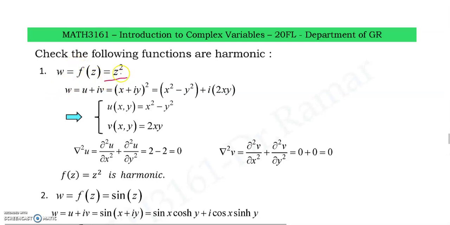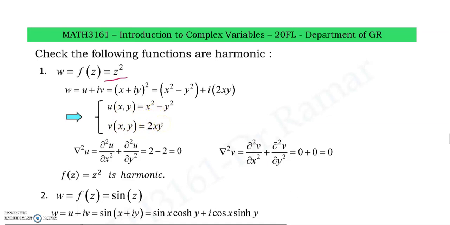Now what is z? We know that z is x plus iy. So write x plus iy for z, then you make the square, that is x square minus y square plus i2xy. Now what is f of z? We know that it is u plus iv. So what is u? u is nothing but x square minus y square. What is v? v is nothing but 2xy. So we know what u is and what v is from the simplification.